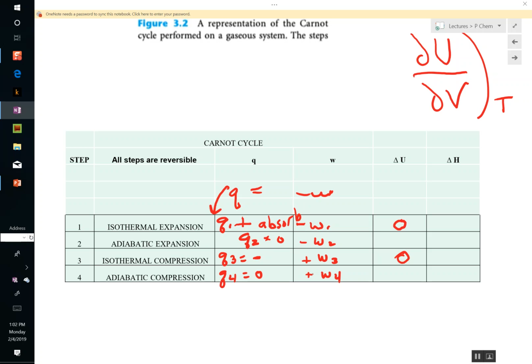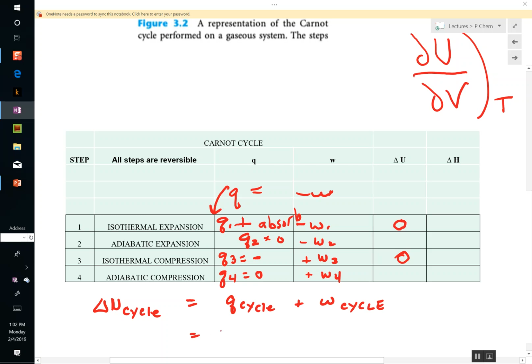Okay, now the delta U of the entire cycle. Remember, delta U overall is the Q of the cycle plus the work of the cycle, the entire cycle. And that's going to be Q1 plus Q3 plus work 1 plus work 2 plus work 3 plus work 4.